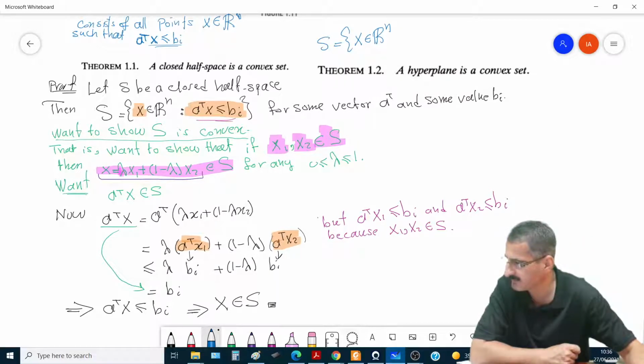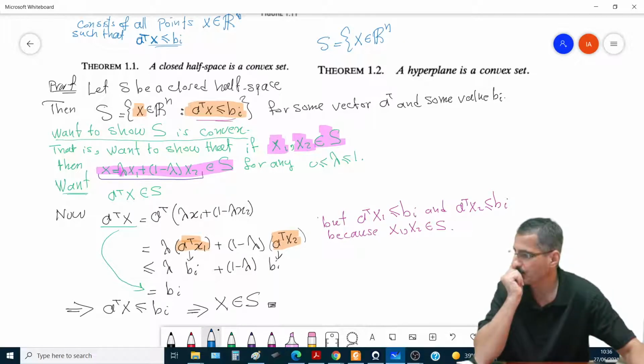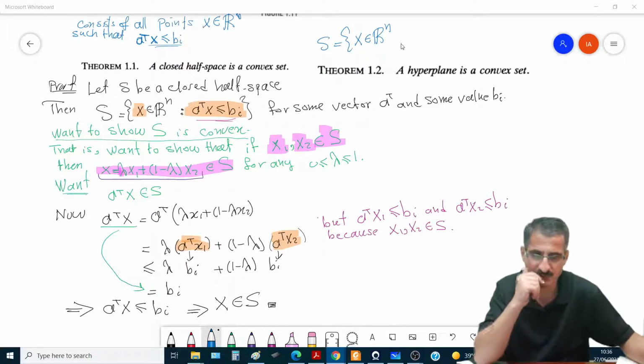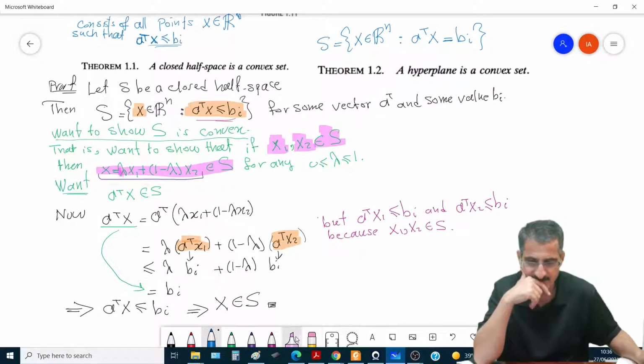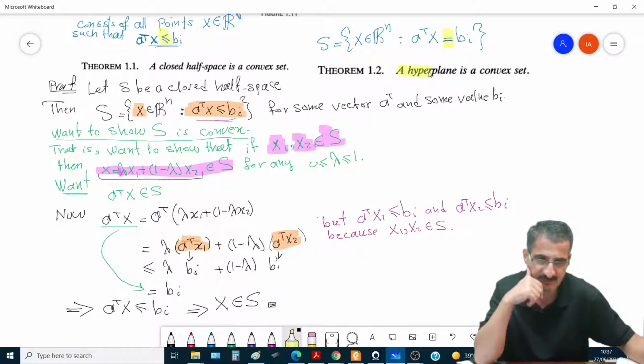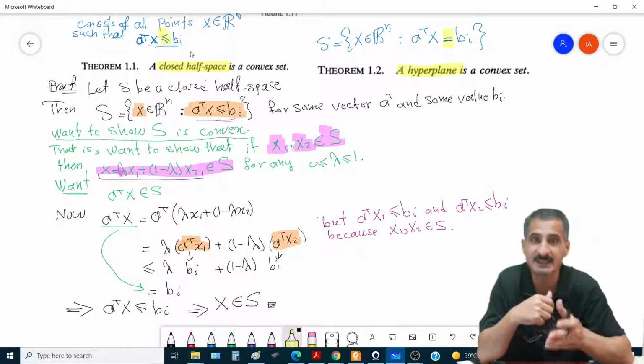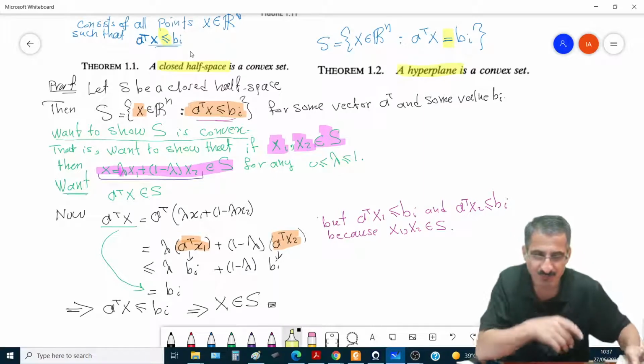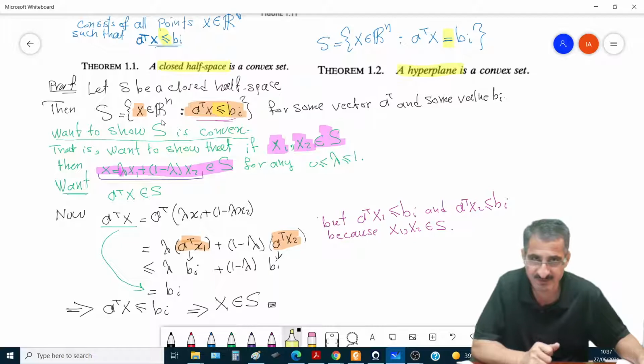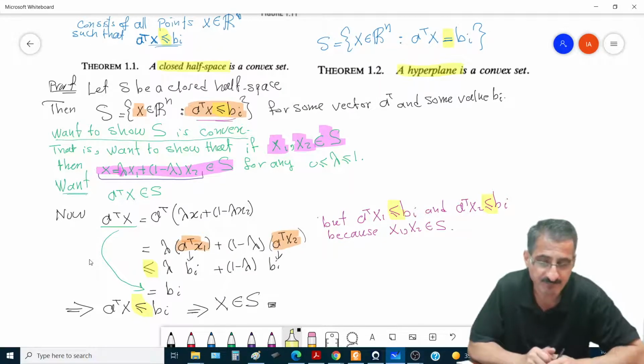So let me see if somebody is participating with me. x belongs to Rn such that A transpose x equals bi for some bi. Good? So what is the difference? It was here for the half space, it was less than or equal, but for the hyperplane, it is equal. Okay? So a hyperplane is the set of all points that satisfy a linear equality in n variables. So to prove this theorem, we just go back and change this less than or equal, wherever it exists, to equal. And then we are done. The very same thing. Okay.